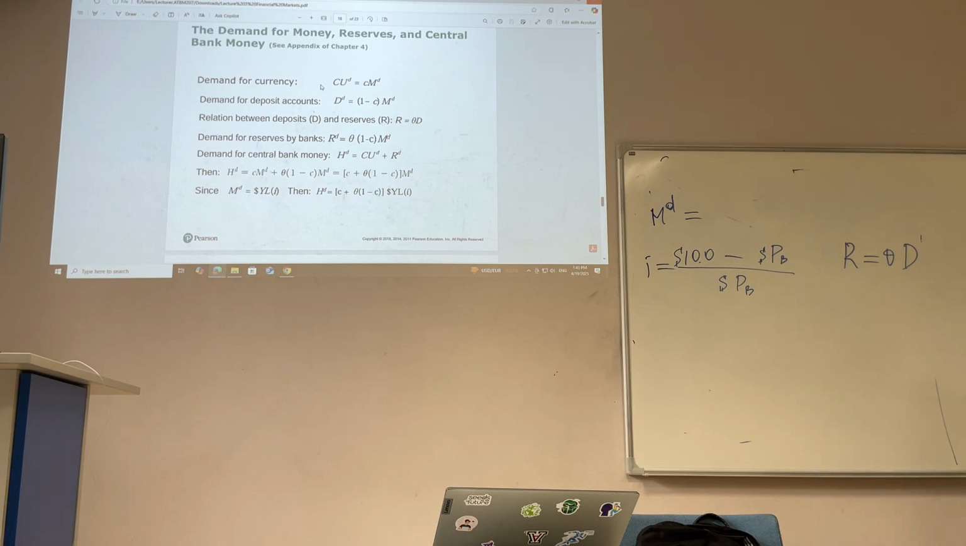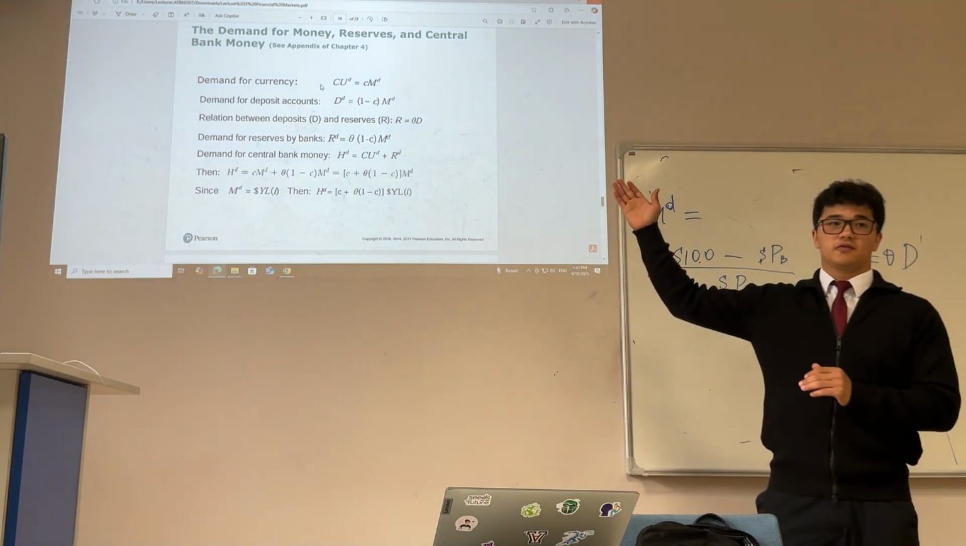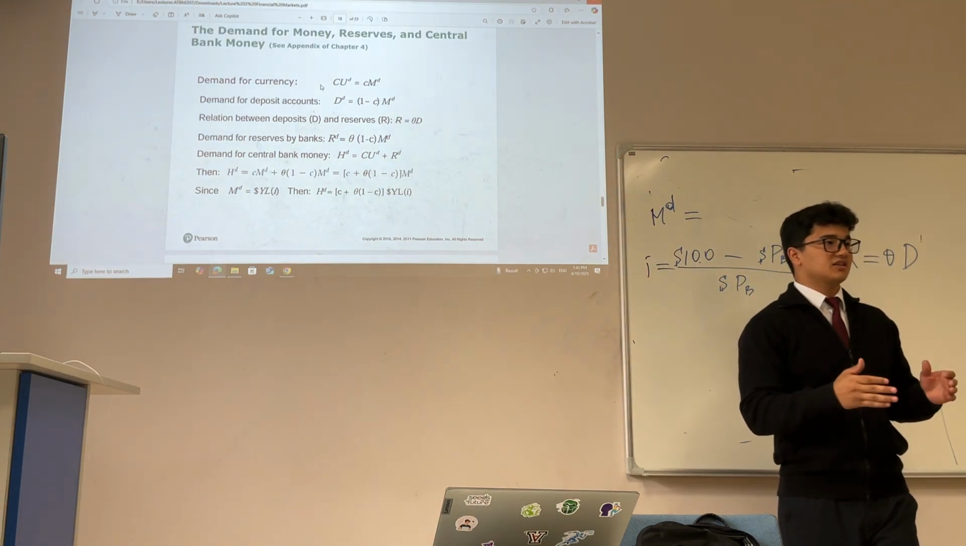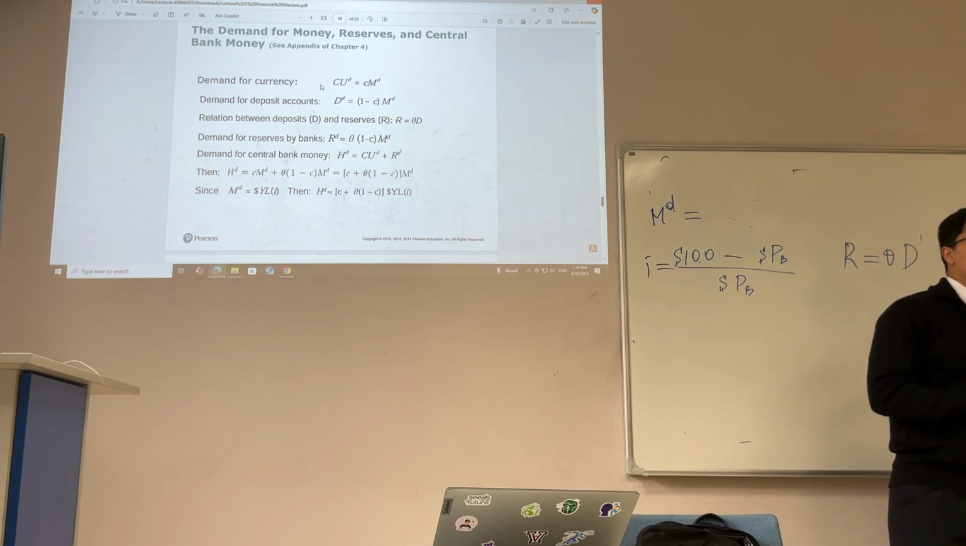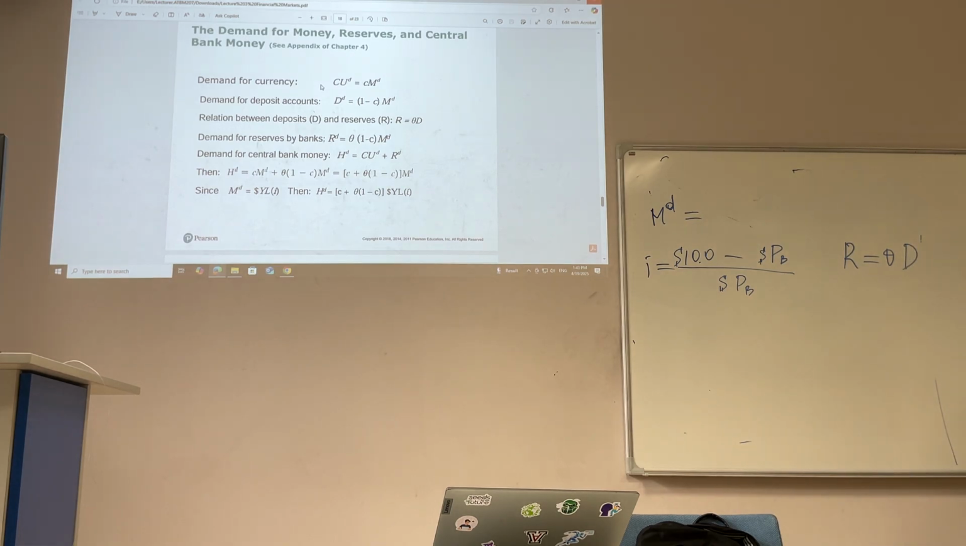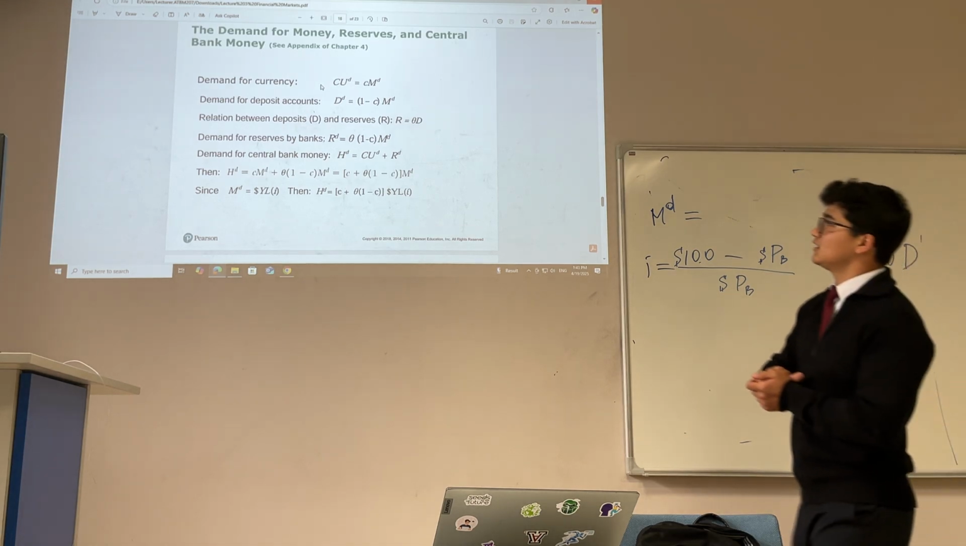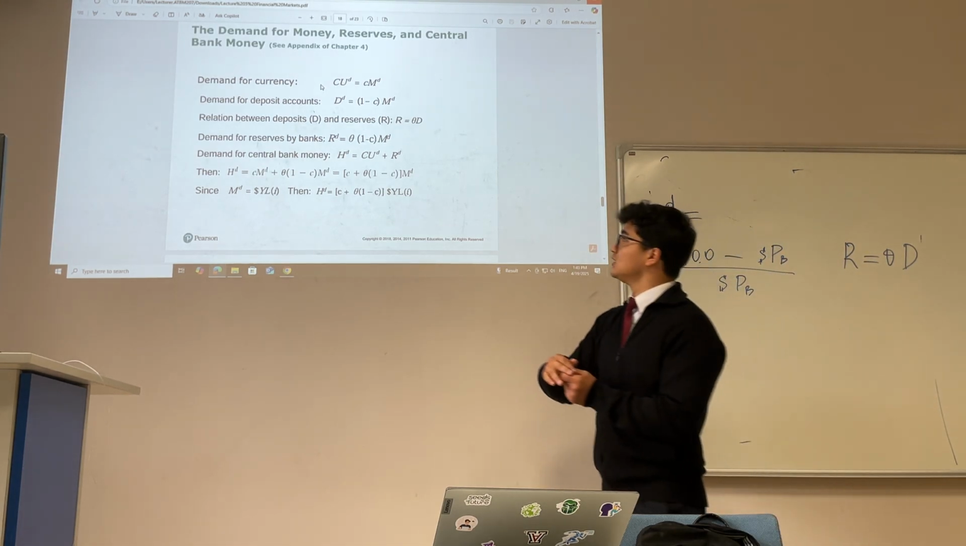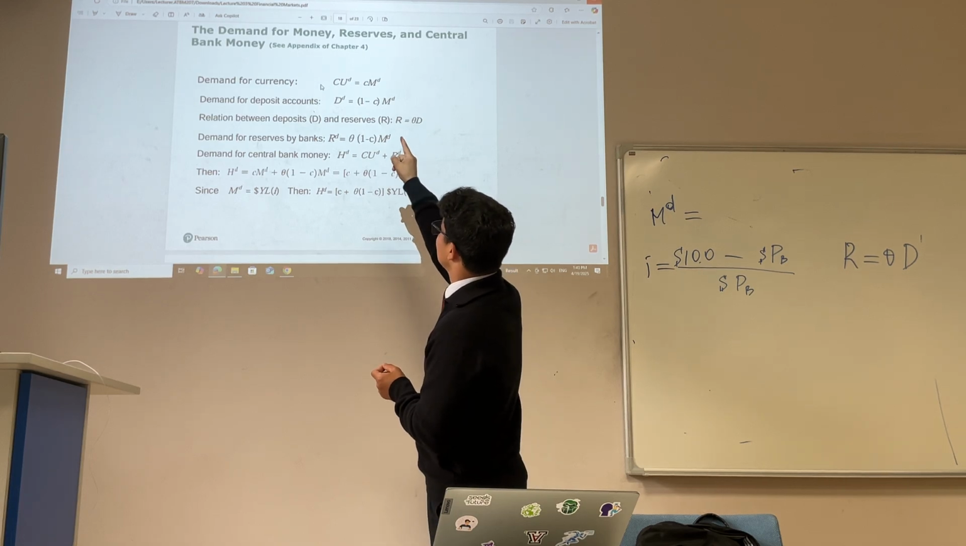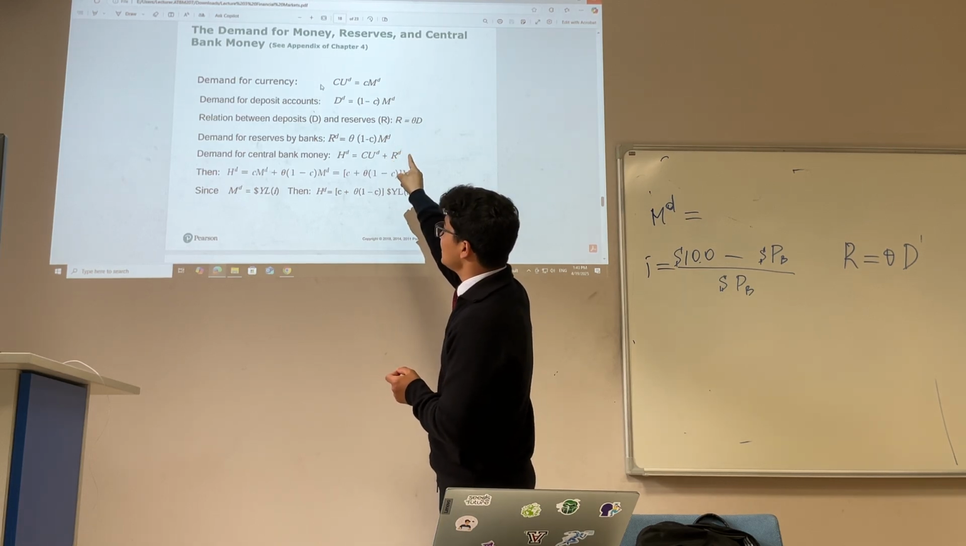This $2,000 I will put into demand for currency form because I need this money for 1 month. But $8,000 I want to put somewhere so that inflation doesn't affect it. So I will put it in deposit accounts. So that's like C, it's total.